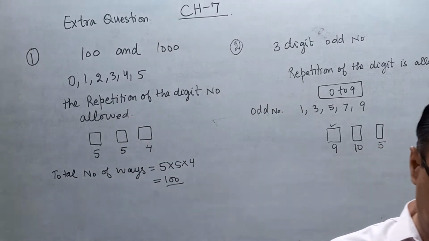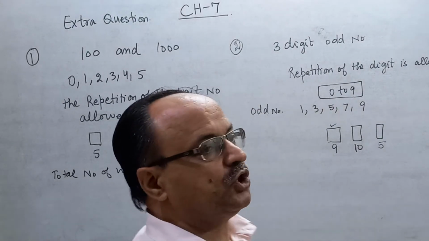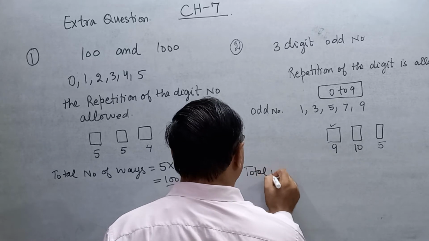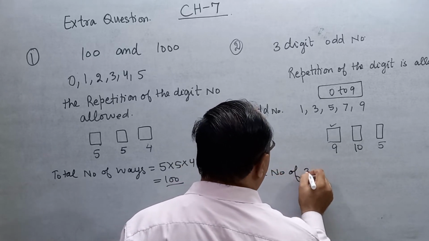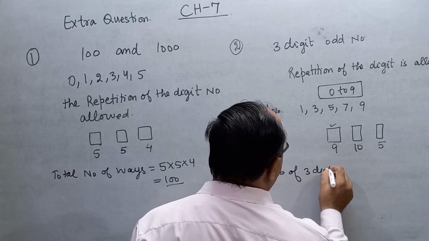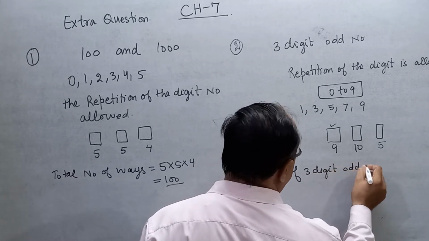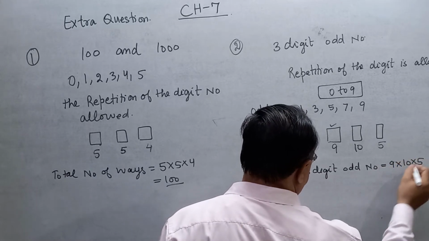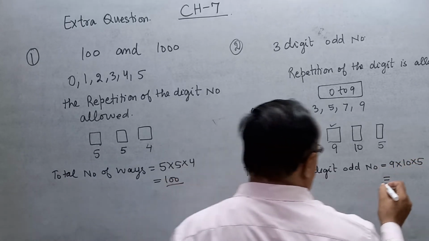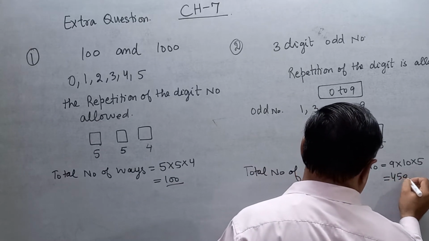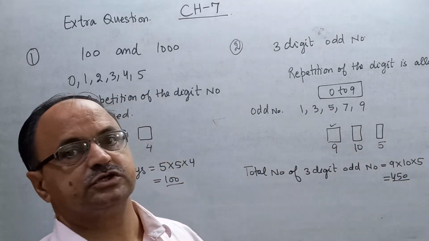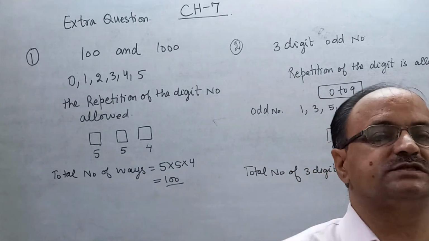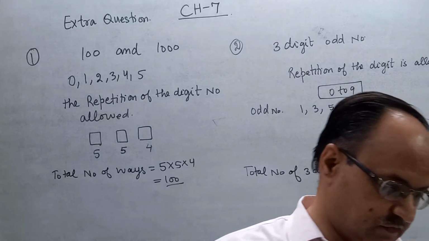So this is the solution of this question. Now you can see the total number of 3-digit odd numbers is 9 into 10 into 5. The answer is 450. This is the solution of the second question. Clear? 3-digit odd numbers when the repetition is allowed. This is the question.